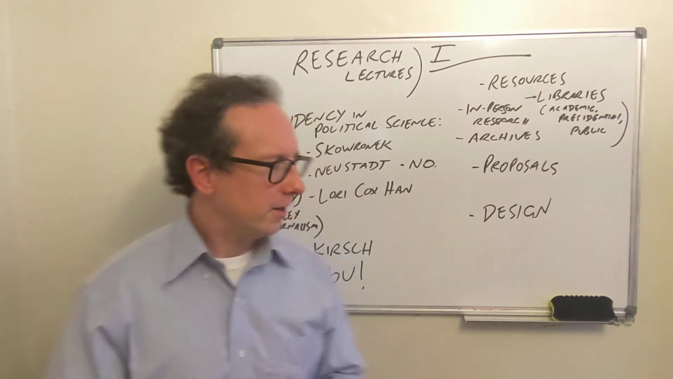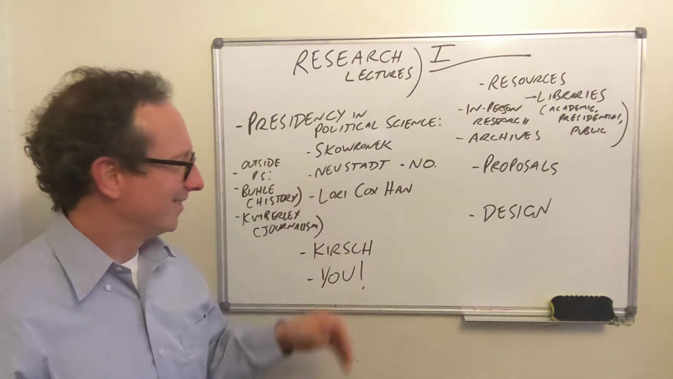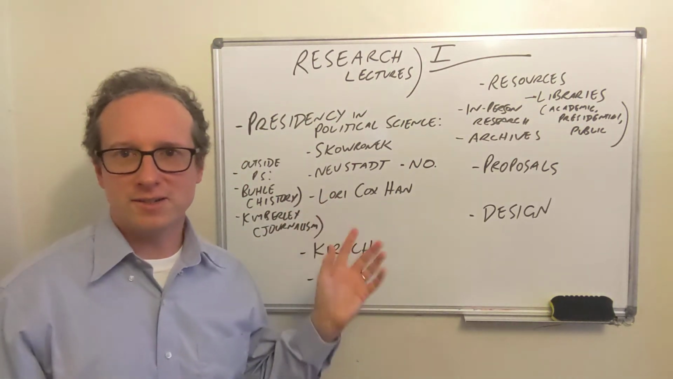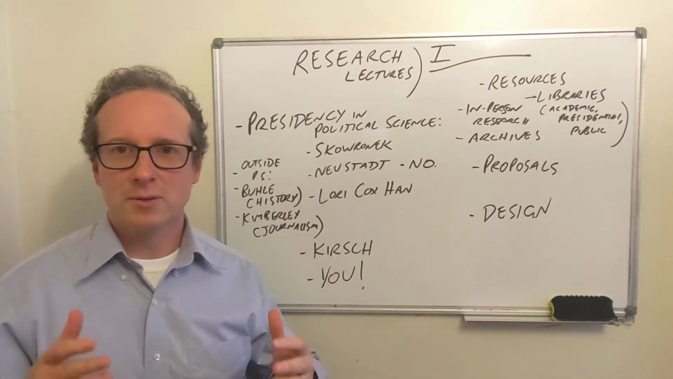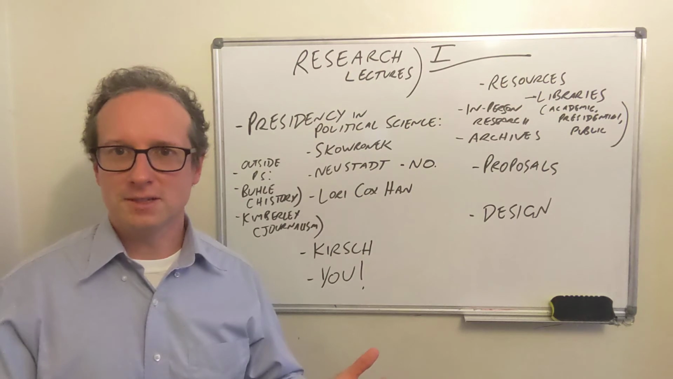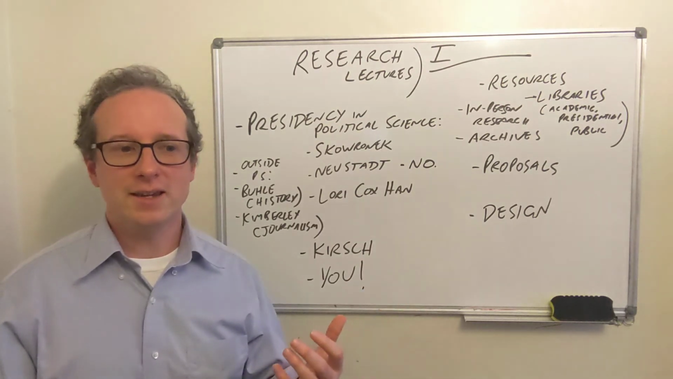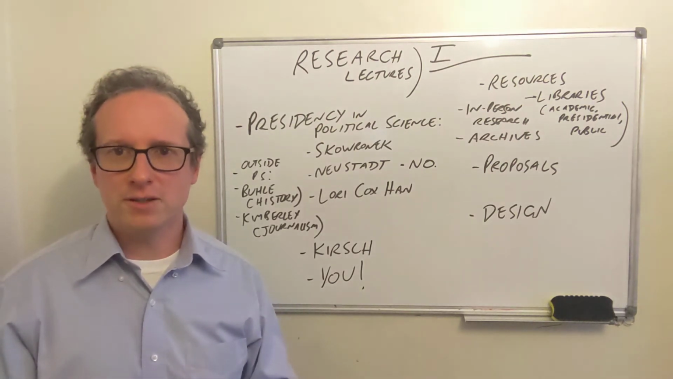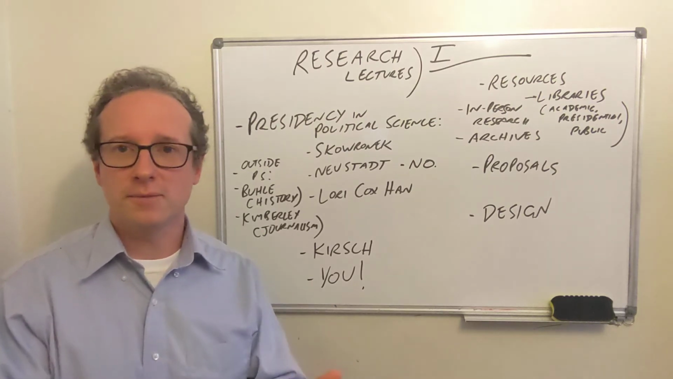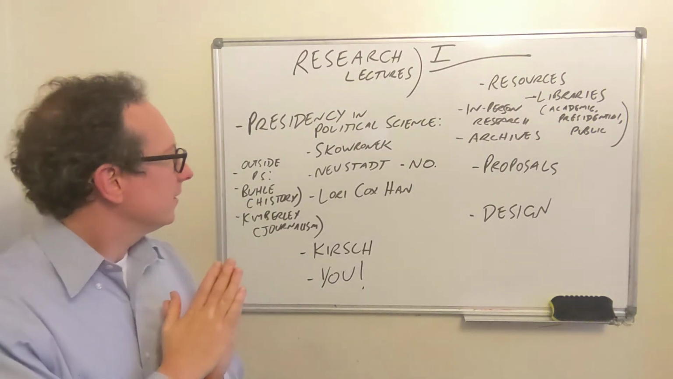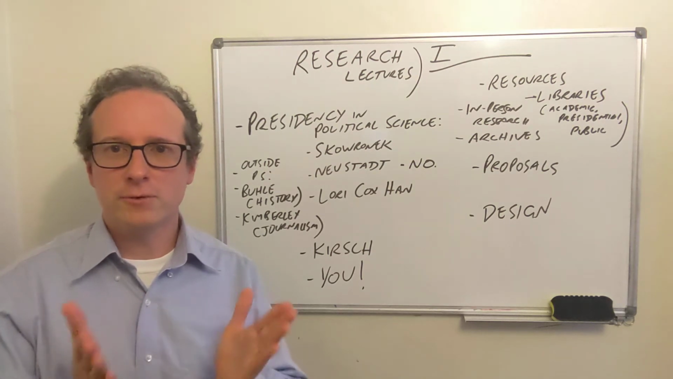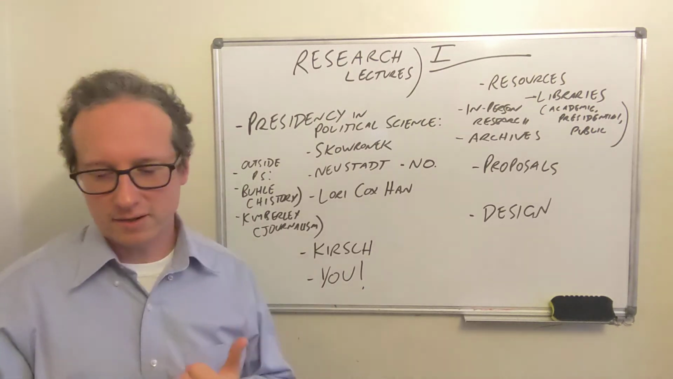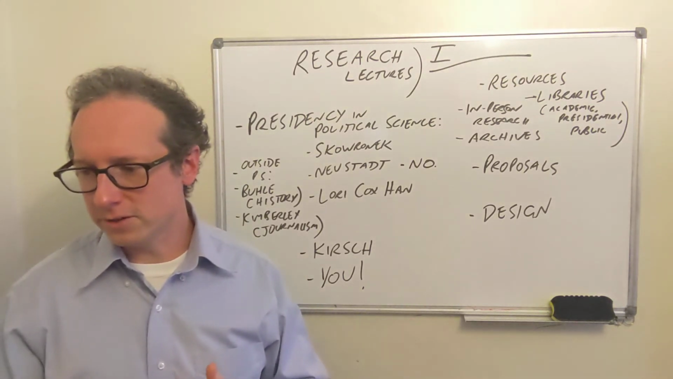But the reason I put these other people here, like Lori Cox Han, is that these two researchers I just explained, Skowronek and Neustadt, both just got a bunch of information together through different means, and they looked at it, and they created their own theory about how things worked based on what they read and what they saw. And that's really all research is, not only forming a theory, but forming a new understanding of how things work.